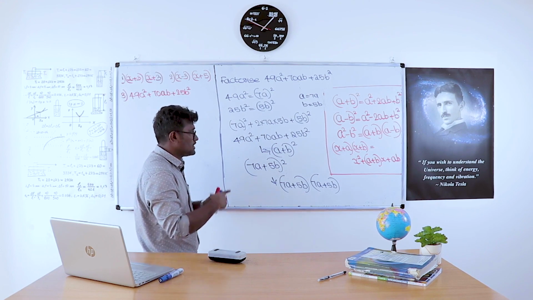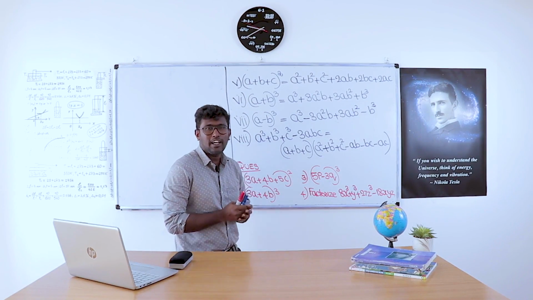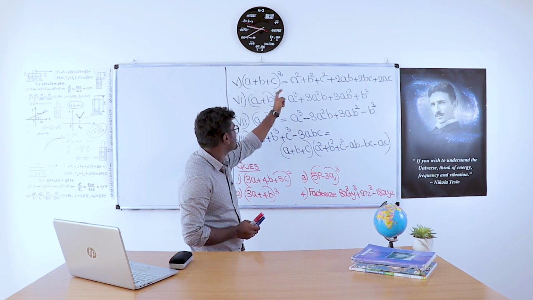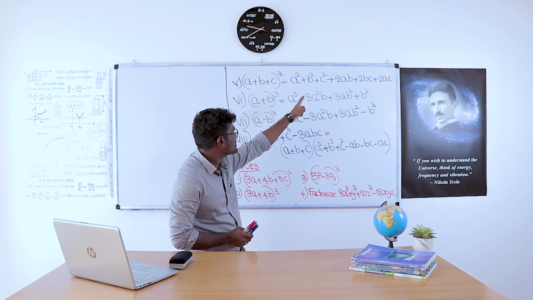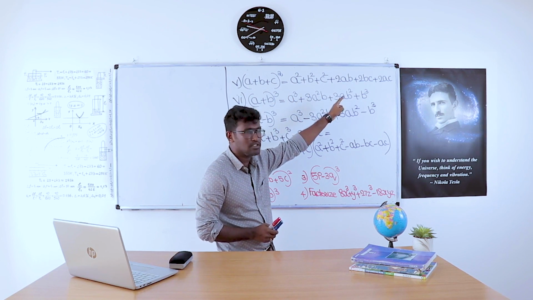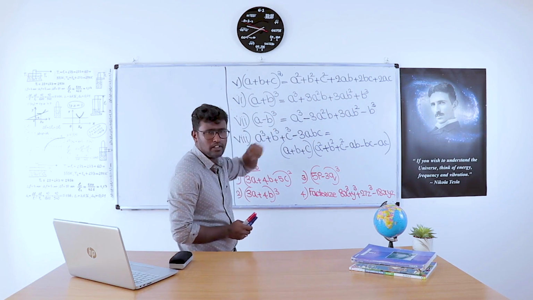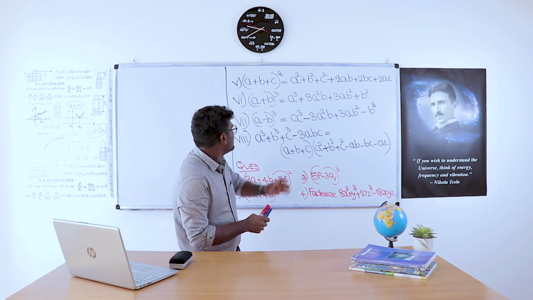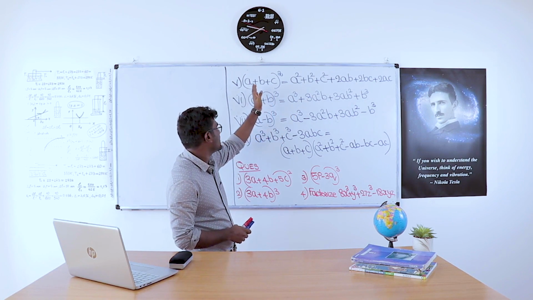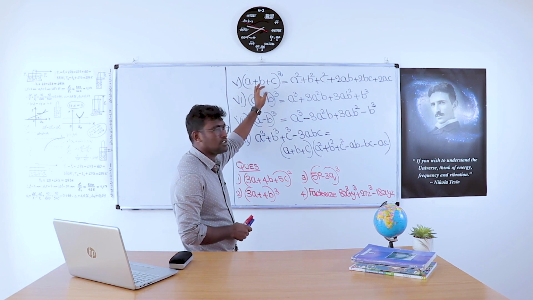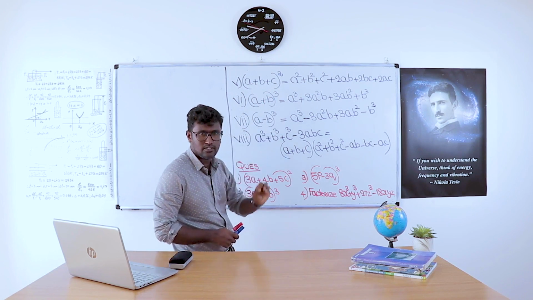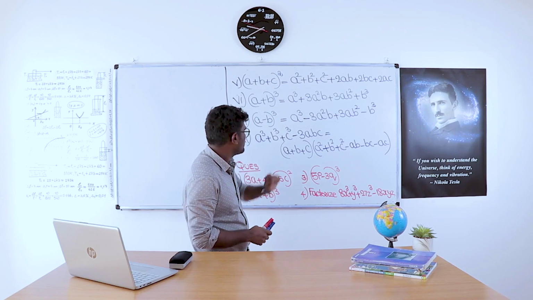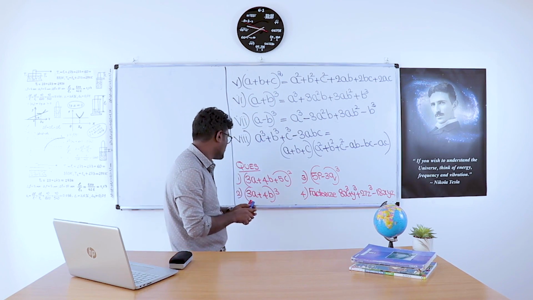Next we are moving to the next four identities. So moving to the fifth identity, a plus b plus c the whole square equals a square plus b square plus c square plus 2ab plus 2bc plus 2ac. Already we know the identity a plus b the whole square is a square plus 2ab plus b square. Right now here it is not a plus b the whole square, it is a plus b plus c. There will be three terms in the identity. A plus b plus c the whole square is a square plus b square plus c square plus 2ab plus 2bc plus 2ac.